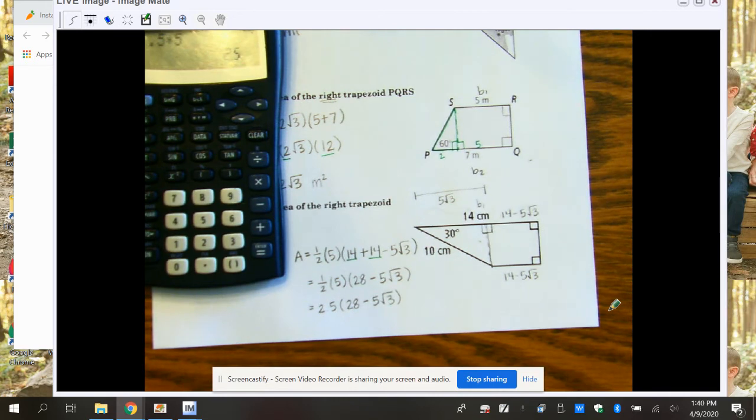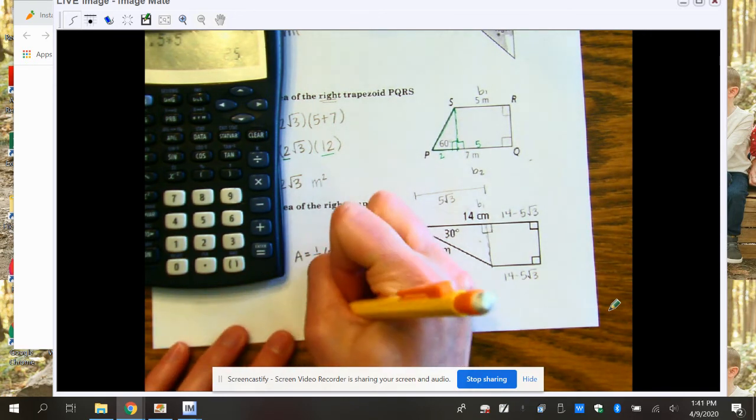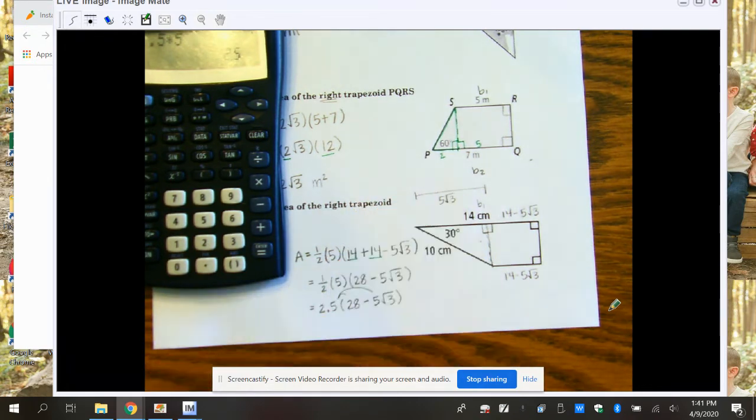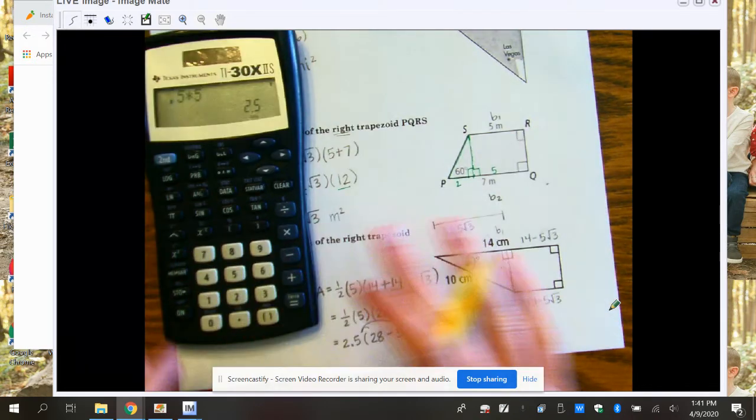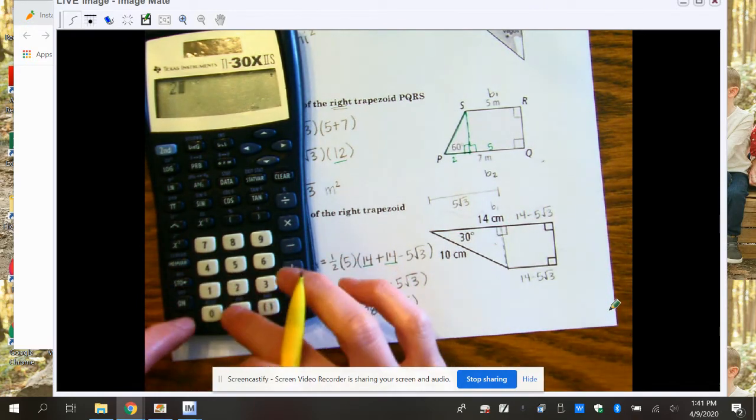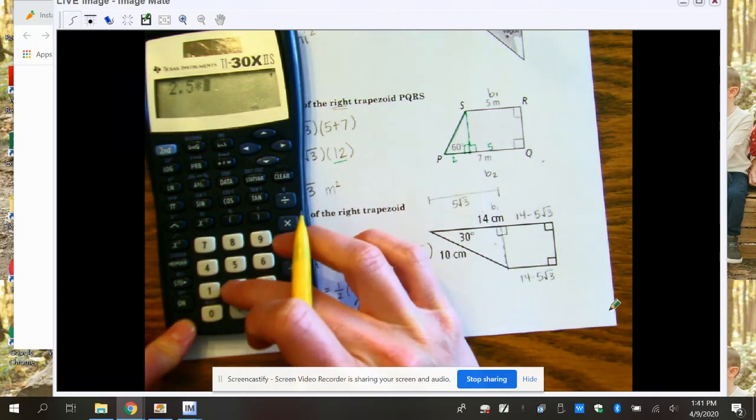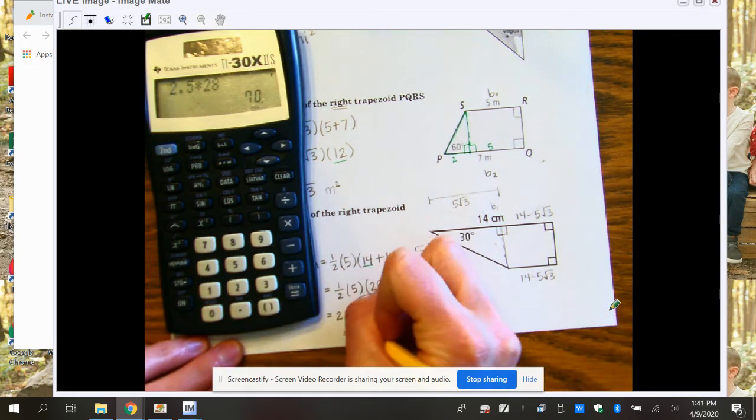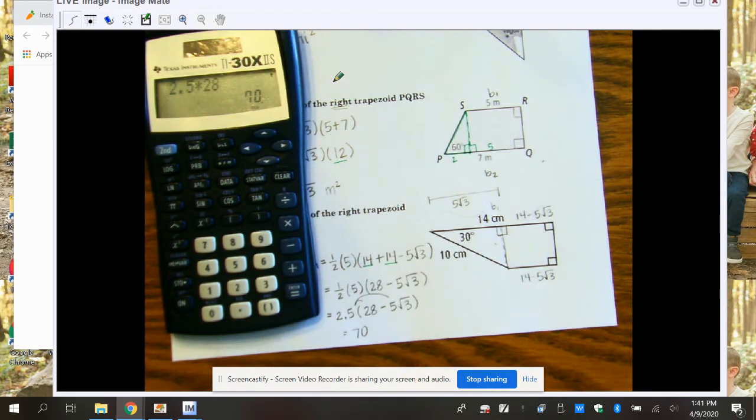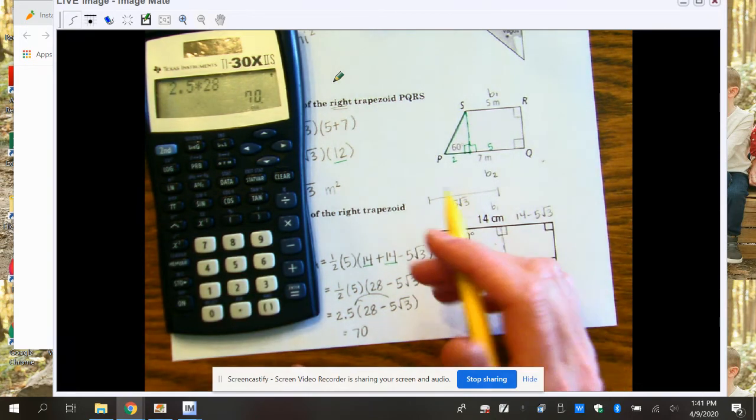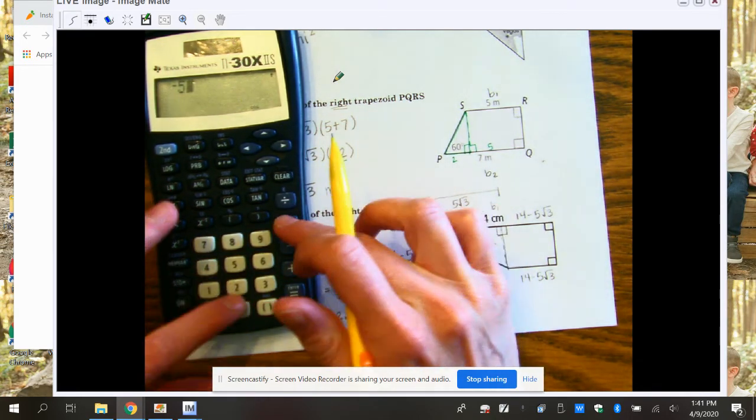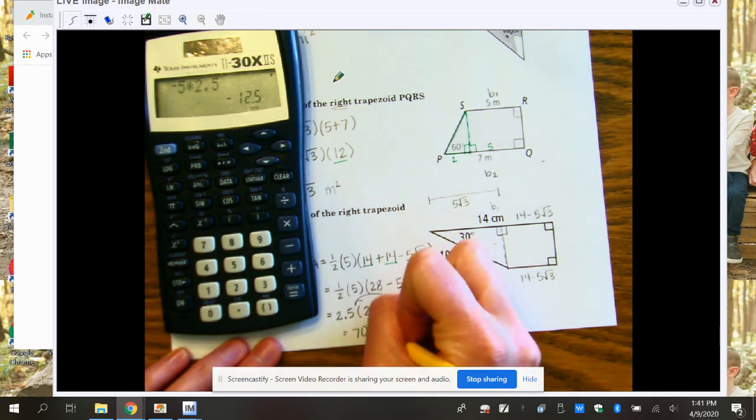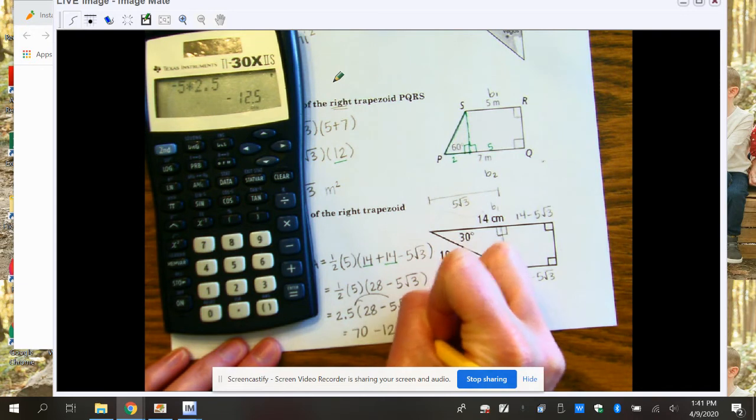And so then what we'll do is we will distribute that 2.5 to both of these terms. And then that will be our final answer. So 2.5 times 28 is 70. And then negative 5 times 2.5 is negative 12.5. And so it's kind of a messy looking answer.